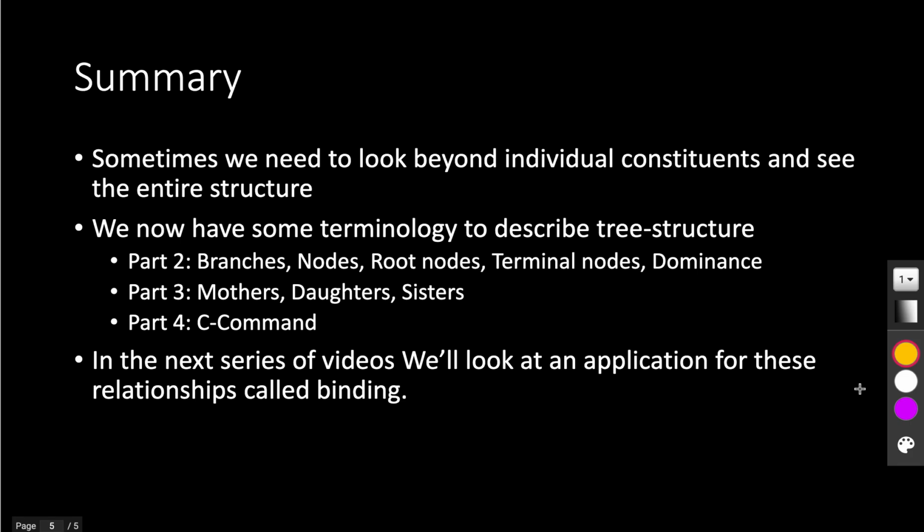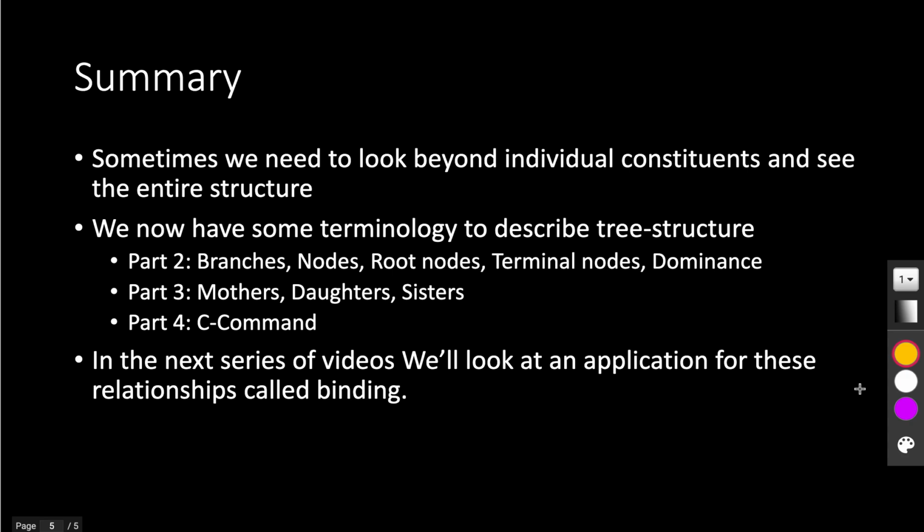which we defined as one node dominating another if it's above it in the tree, and a line can be drawn down from the dominating node to the dominated node, straight down, right? Not going up or around. In part 3, we covered familiar relations such as mothers, daughters, and sisters, similar to a family tree. And this is a restricted notion of dominance. So a node is a mother to another node if it dominates it with no node intervening. It goes straight down through one branch. And sisters are daughters that share the same mother as in real life. And finally, in this video, we talked about C command, which we defined as follows: a node C commands those nodes including its sister, and all the nodes that its sister dominates.